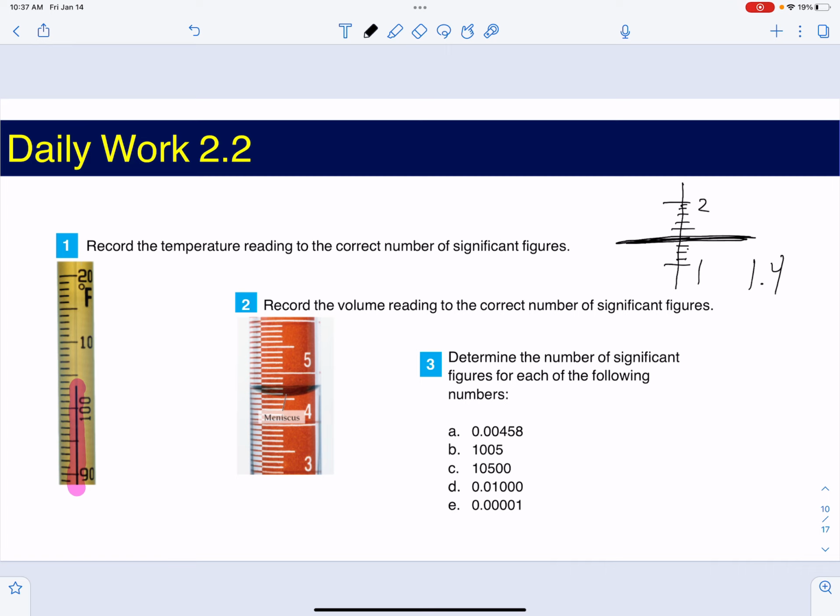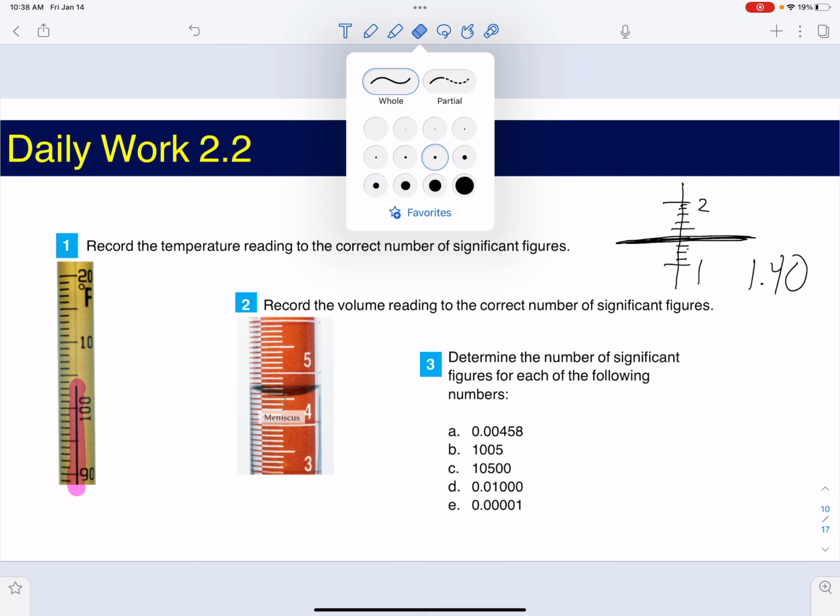we already decided that this instrument measured 2 decimal places, so you're going to make sure that it shows 2 decimal places. So for daily word number 2, use that technique, determine how many decimal places you need, and then make sure that it shows on all measurements that you do.